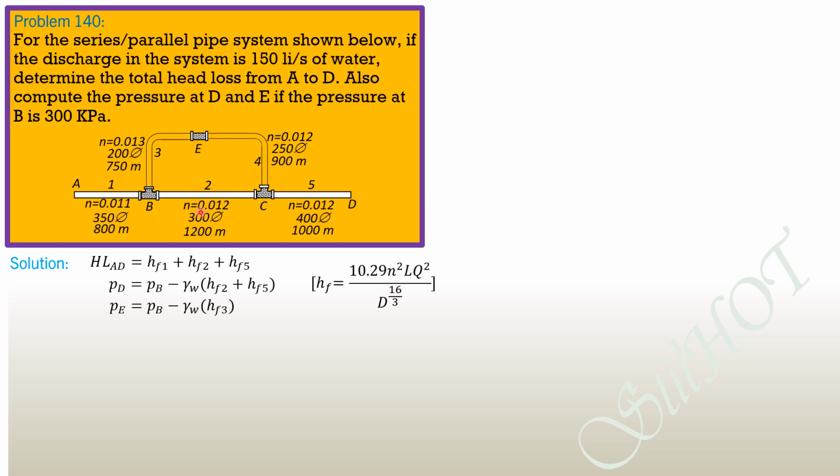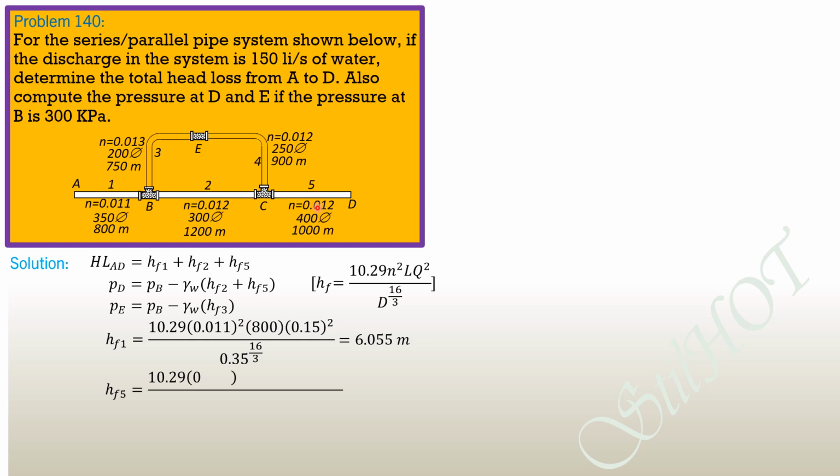Then we note also that HF1 is 10.29 times 0.011 square times 800 times 0.15 square discharge over diameter 0.35 to the 16 thirds. So HF1 is equal to 6.055 meters. HF5 is equal to 10.29 times n 0.012 square, length 1000, discharge 0.15 square, divided by diameter 0.4 to the 16 thirds. So HF5 is 4.419 meters.